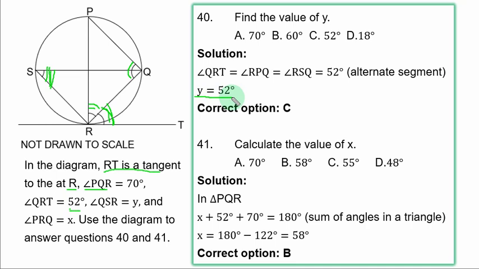Question 41, calculate the value of S. This angle is angle S. Now we have a triangle there. This angle is also equal to this angle here, alternate segment. If you add this angle to S and this angle here is 70 degrees, the sum is 180. So S is equal to 180 degrees minus 122 degrees. If you add 52 and 70, and subtract, you have 58 degrees. So B is the correct option.